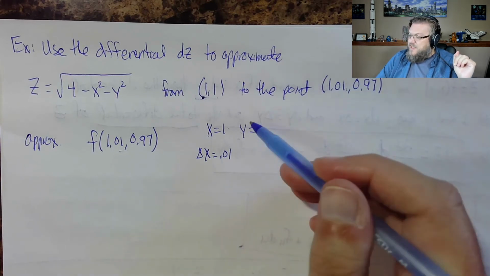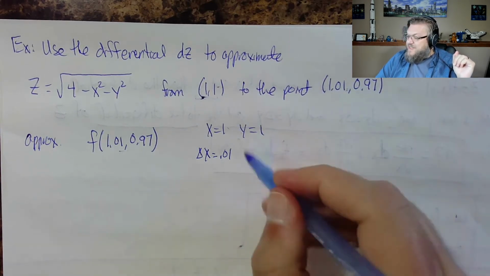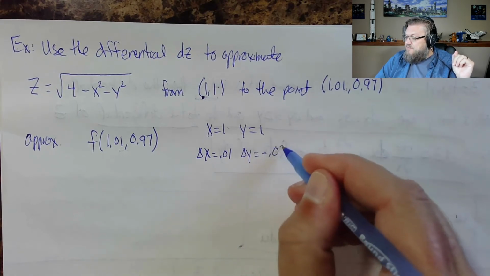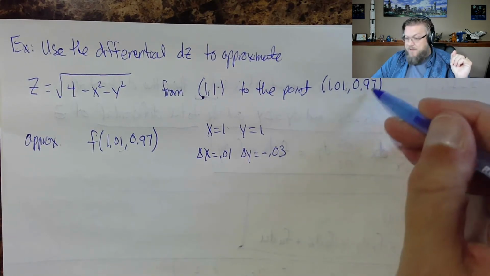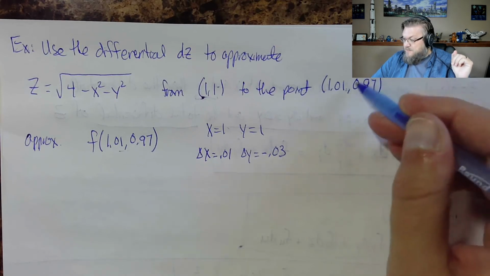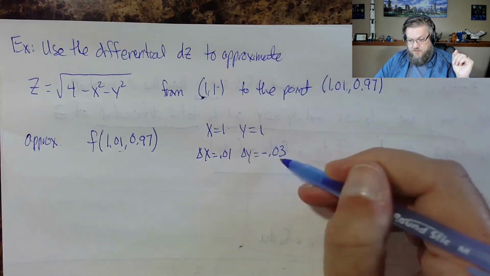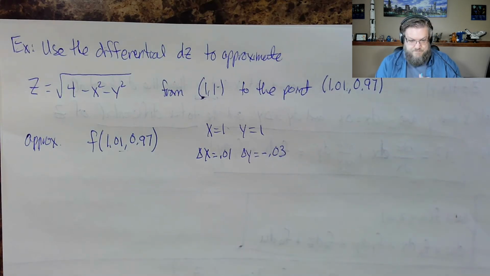Okay. Then y starts at 1, and then delta y looks like it's going to be a negative 0.03. And you would agree maybe that this is now describing 0.97, starting at y, and then applying a change in y of this much. Okay.